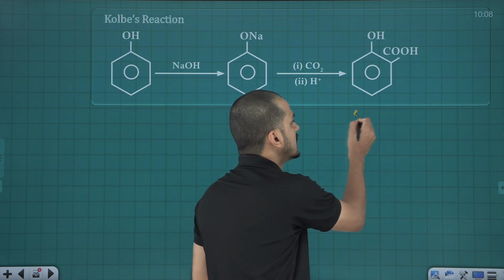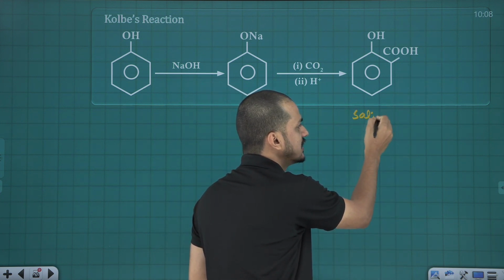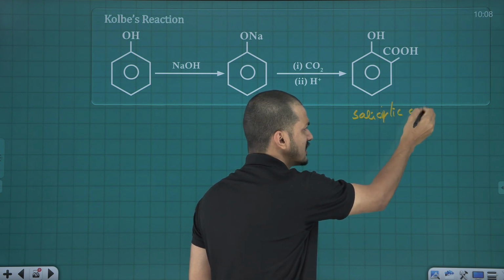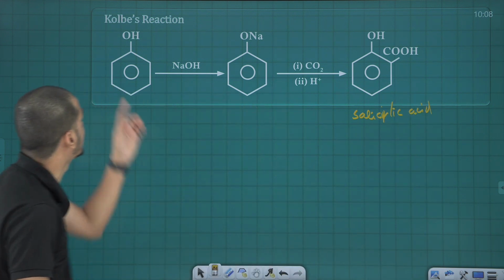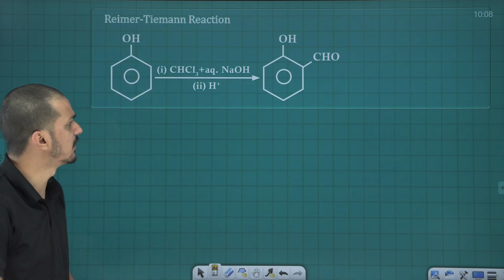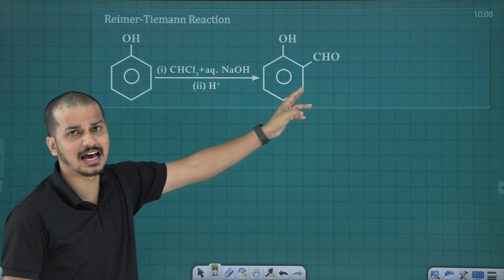This is what is called salicylic acid. Salicylic acid, you are getting. That is what is called Kolbe's reaction. And similarly, Reimer-Tiemann reaction. In Reimer-Tiemann reaction, you are getting salicyl aldehyde.